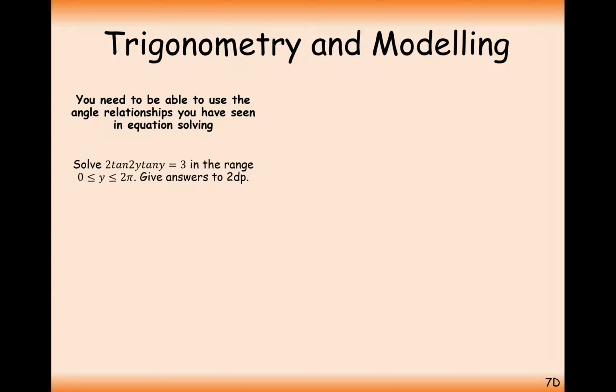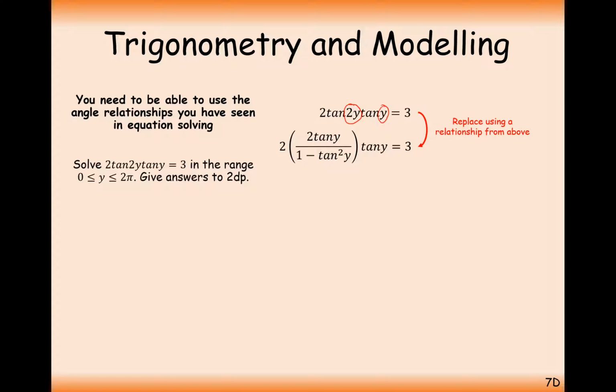Okay, next question then. Solve 2 tan 2y tan y equals 3, that was a bit of a mouthful, from 0 to 2 pi, answers to 2 decimal places. So again, we've got a trig function with a different multiple of the angle, so we're going to need to use a double angle formula rule on the 2 tan 2y. So in this case here, replacing the tan 2y with 2 tan y over 1 minus tan squared y, and rearranging this a little bit.